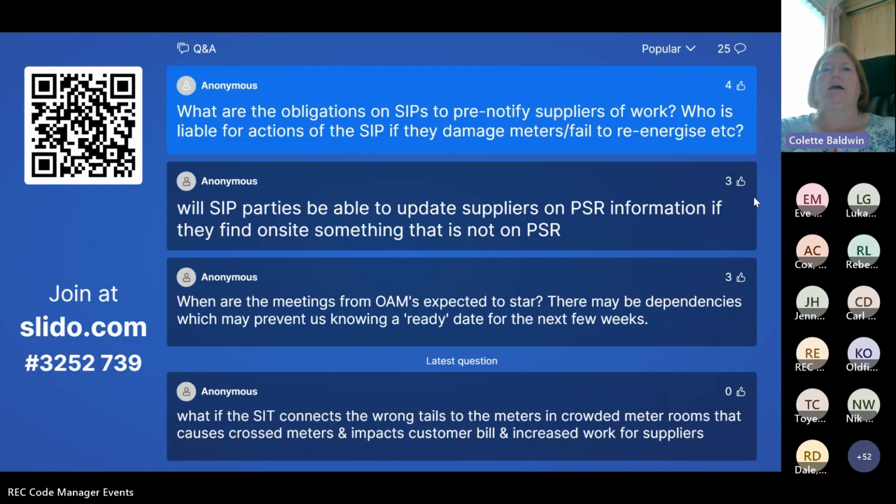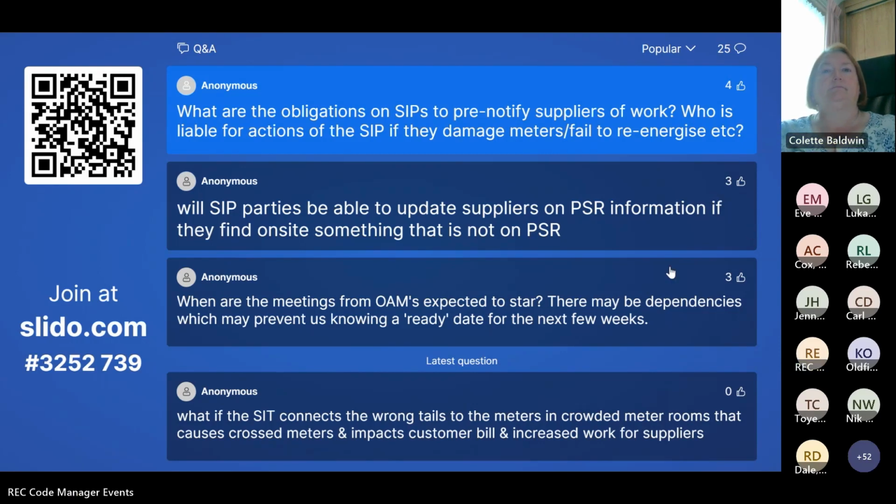In the unlikely event that that does happen, and I do think it should be an unlikely event, the liabilities regime that exists under DCUSA, because the SIP has directly acceded to DCUSA, then the supplier and the DNO have a liabilities framework, which means that they can look to the SIP to address any liability payments through that route, but it's not done under the REC, that's under DCUSA.